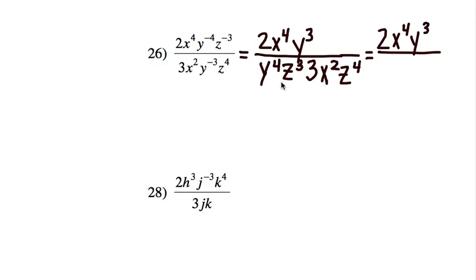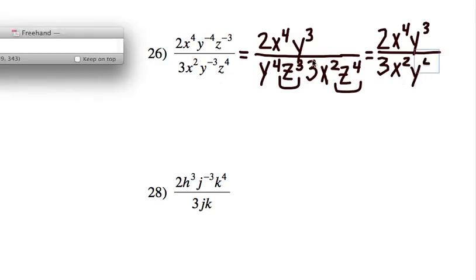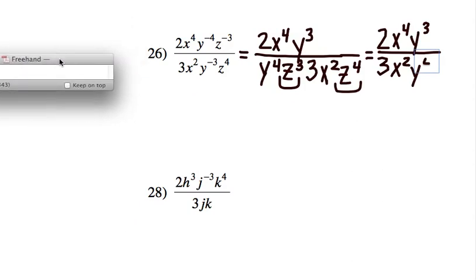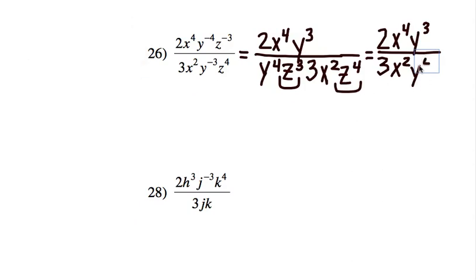Looking at the bottom, the only thing that'll go together are the z's. So I'm going to bring the number out in front. I'm going to put x squared, y to the fourth, because they don't go with anything, so I'll just write those down. And then z to the third, z to the fourth. This is the same base and they're multiplying, so that's z to the seventh.